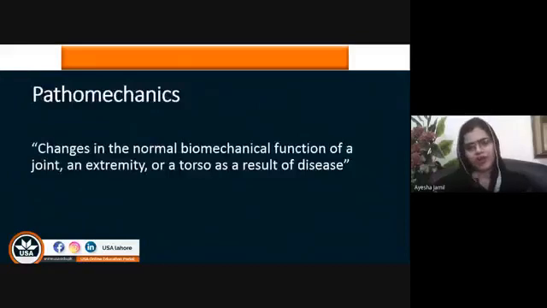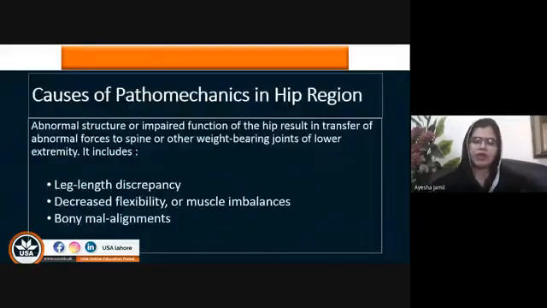So, how can we define pathomechanics? It is a change in the normal biomechanical function of the joint, extremity or the torso resulting from disease. The causes of abnormal pathomechanics can be one of three. It can be asymmetrical alignment of the leg, such as leg length discrepancy, which may impair the normal biomechanics of the hip area. Decreased flexibility or muscular imbalances in the muscles surrounding the hip area can also impair the normal biomechanics.